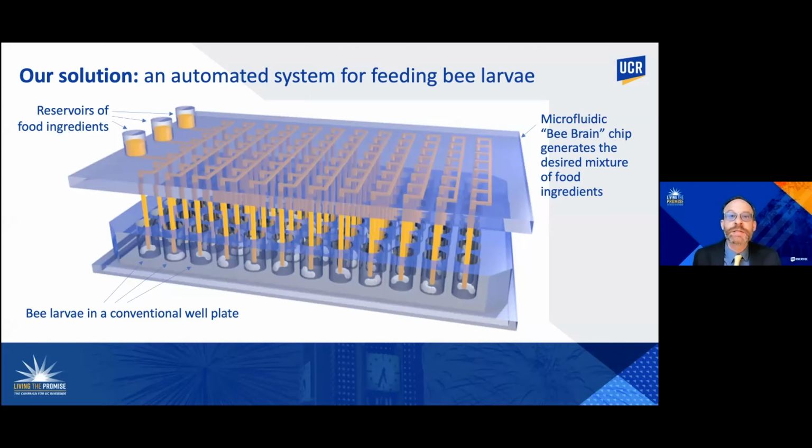It's an automated system for feeding bee larvae. It is a microfluidic chip that we kind of affectionately call the bee brain, that can generate in a very programmable way, almost like a computer, but it's a liquid computer, any recipe of food ingredients that you want and deliver those to the larvae that you're growing in a little conventional well plate shown here on the bottom of this picture. On the left, you can see the individual ingredients going into the chip. You can see at the top the microfluidic components that do the mixing and prepare the recipe of food that you're interested in feeding the larvae. And then on the bottom, we see 96 larvae ready to receive their food.